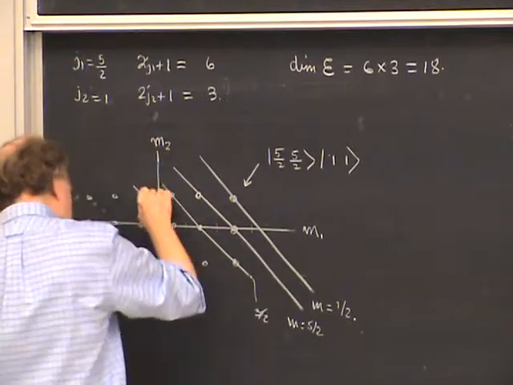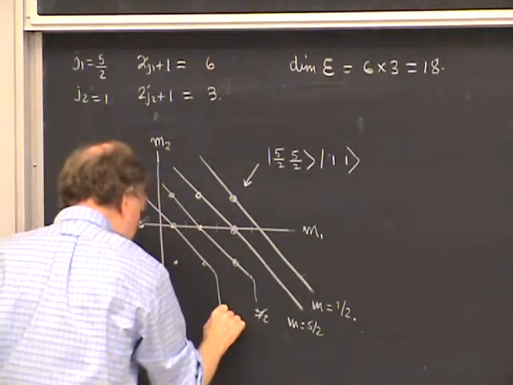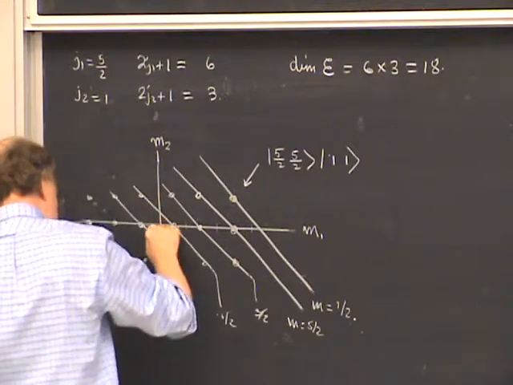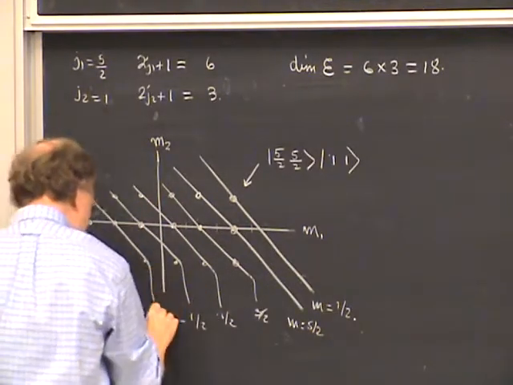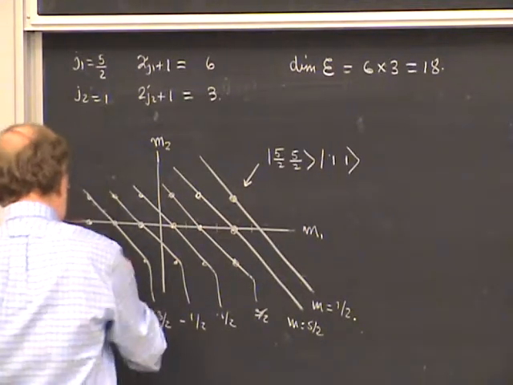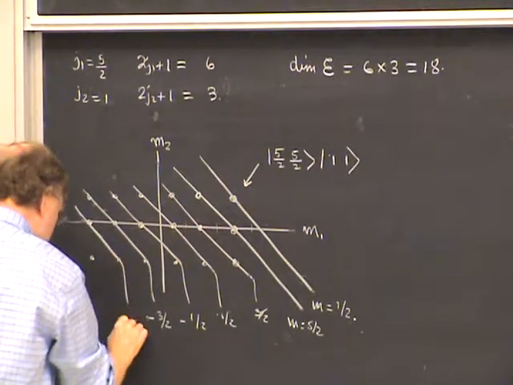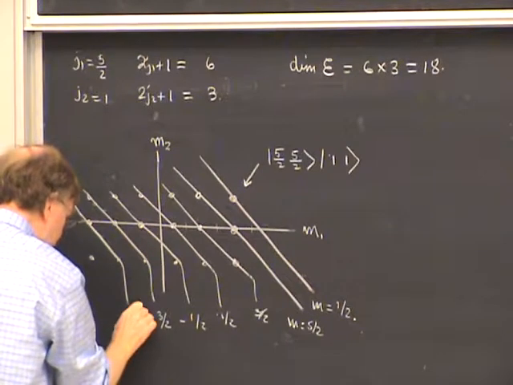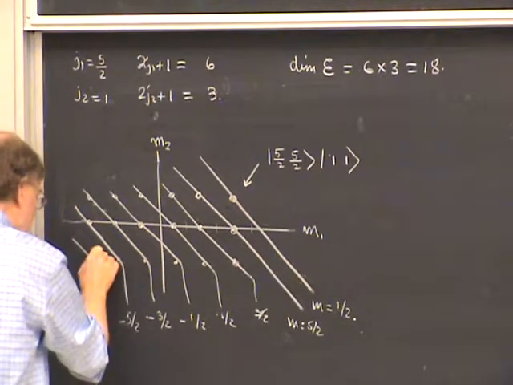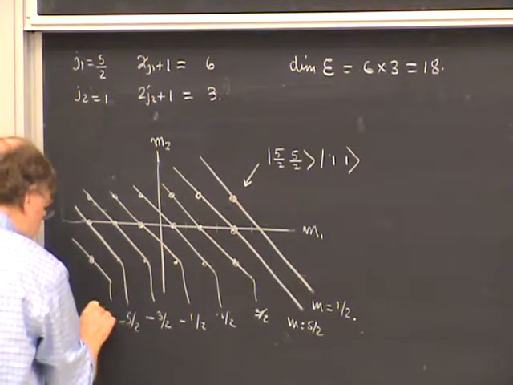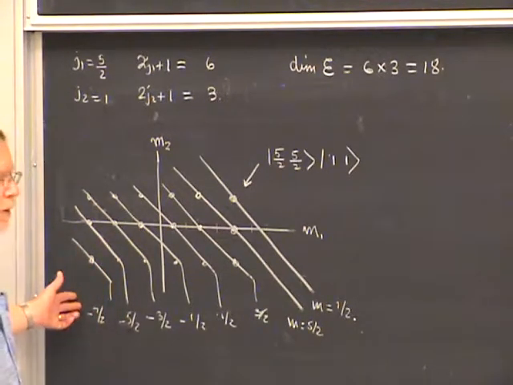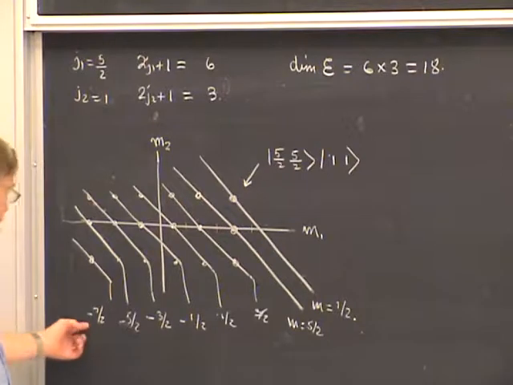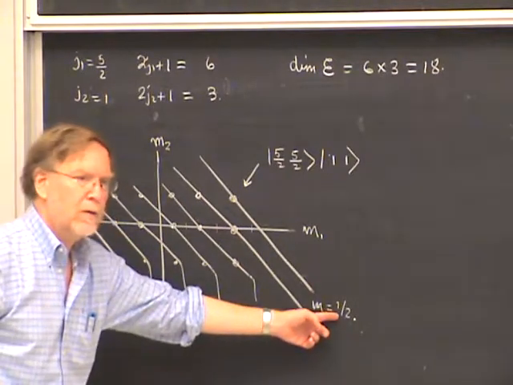There's another one that goes through these three states which has m equals 1/2. One that goes through these three has m equals minus 1/2. One goes through these three has m equals minus 3/2. One goes through these two and has m equals minus 5/2. And then finally, there's one that goes through the last, oppositely or anti-stretched state, m equals minus 7/2. And so you can see that the m values which are allowed range from minus 7/2 up to plus 7/2.